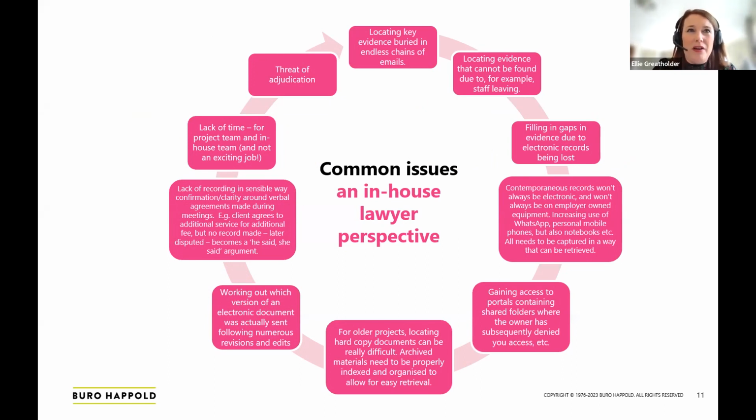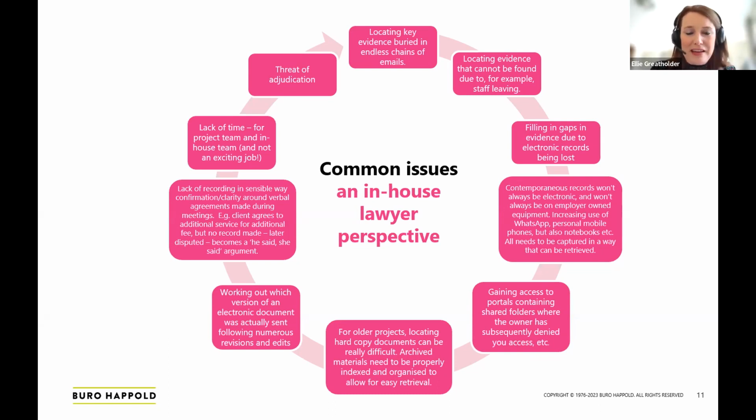But the first thing I will do when I'm told about a potential issue, either that might be brought against us or that we might want to take against somebody else, where's our evidence? And 99% of the time, I'd say my experience is that it's in an email somewhere. How do I find that email? What if the person's left? What's the process internally for being able to access leavers' emails?